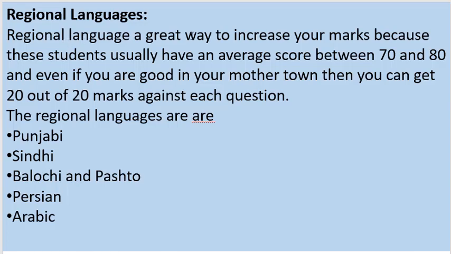Now the regional languages are a great way to increase your marks because these students usually have an average score between 70 and 80, and if you are good in your mother tongue then you can get 20 out of 20 marks against each question. The regional languages are Punjabi, Sindhi, Balochi, Pashto, Persian and Arabic. So these are some topics about the CSS exam.